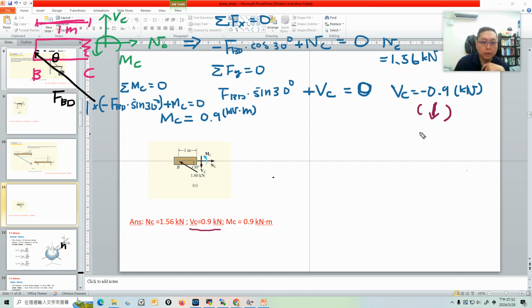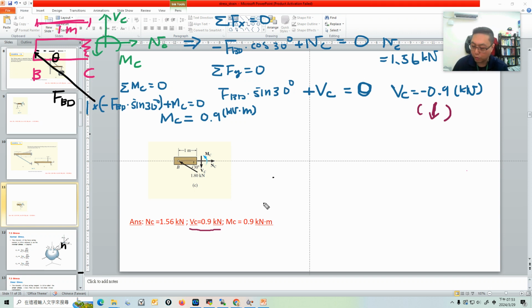And our value is minus 0.9 kilonewton. That's because initially we assumed it's pointing up, but we got a negative value. That means in the real situation it's pointing down. So we still get the same answer. The shear force at this C section points down. Our answer has a minus sign, which is different, but actually we get the same answer.